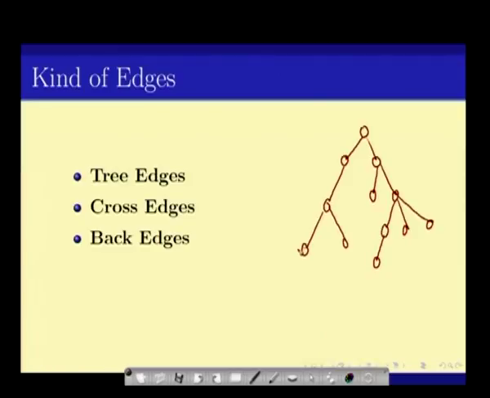Now, what are the edges that have not been selected? First of all, note that all these edges are directed downwards, because they are all directed.